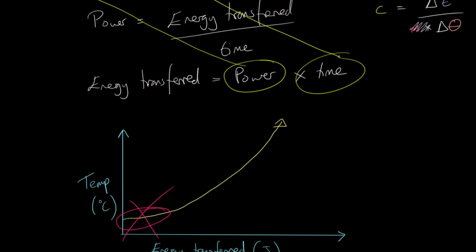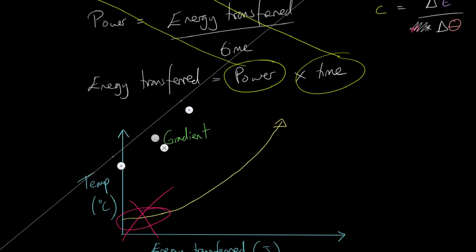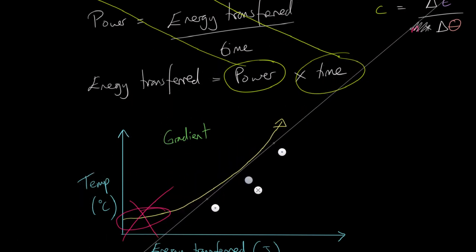Okay, what do we do with this graph? Well, you put your results from your experiment, your energy transferred and your temperature, and you need to calculate the gradient. Now for that you're going to need a ruler, and what you do is you put it on your line, and you make sure that your ruler touches it at a single point, and you draw on a tangent like so.